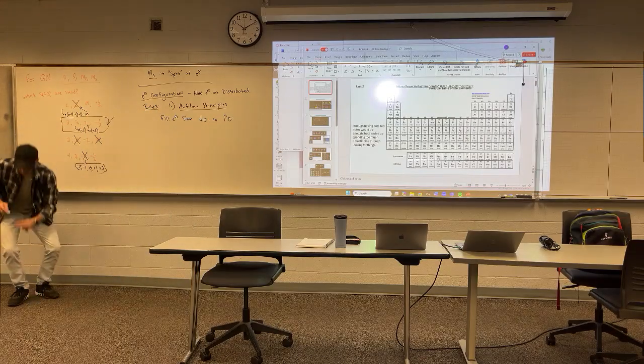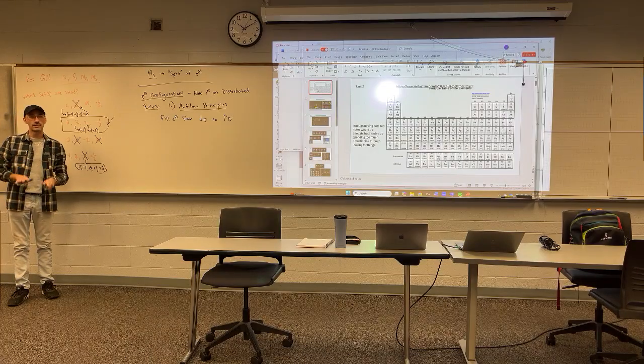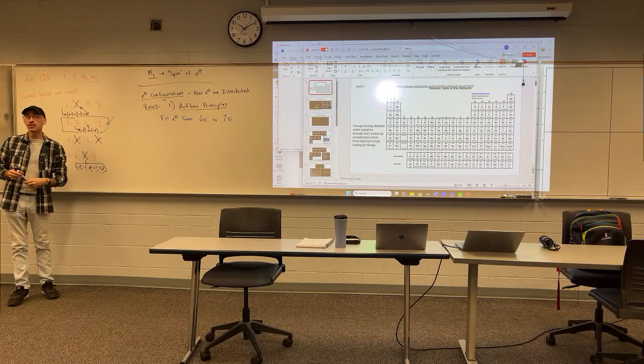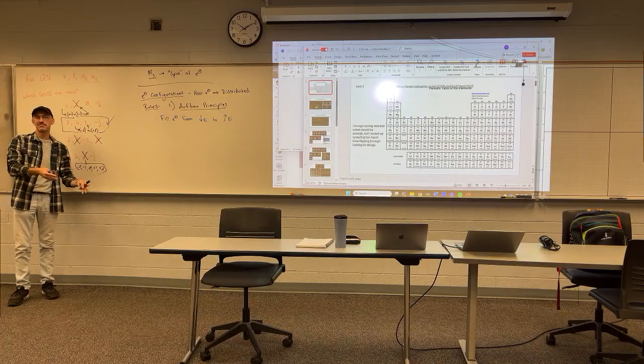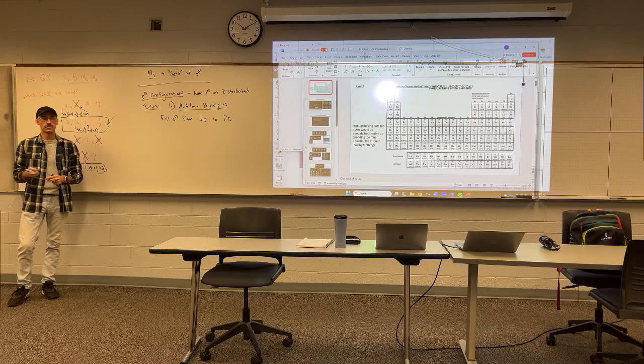This is the ground state. All of the electrons are as low as they need to go. Which electrons go where? Doesn't matter. There's enough of them. They have to go somewhere. They're going to go somewhere from lowest to highest.